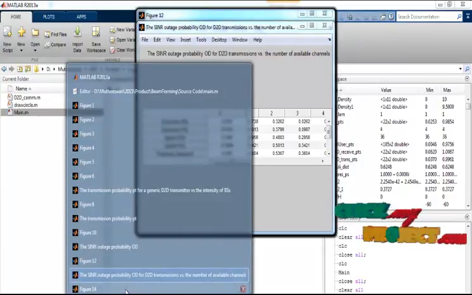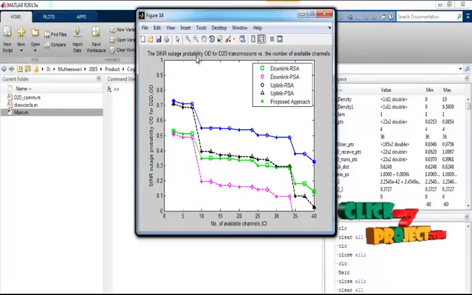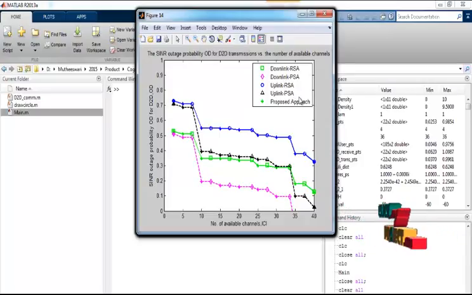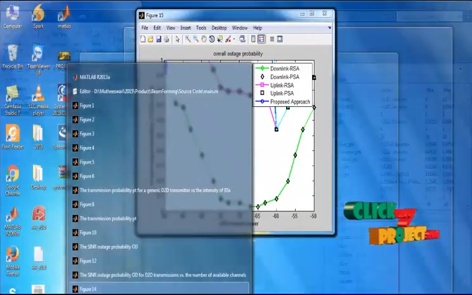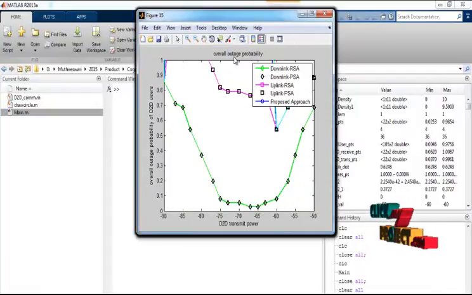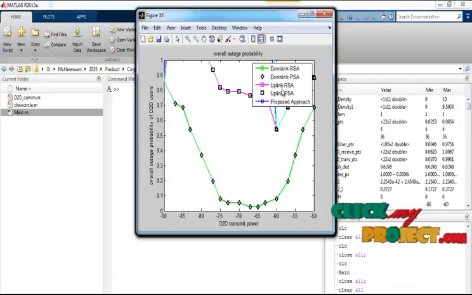The simulated results are plotted. This is the SINR outage probability for device to device transmission versus the number of available channels. These are performed for both RSA and PSA algorithms for both downlink and uplink cases. Also, the proposed approaches are implemented in a similar way. This is the overall outage probability for downlink RSA, PSA, uplink RSA, and uplink PSA versus the proposed approach.